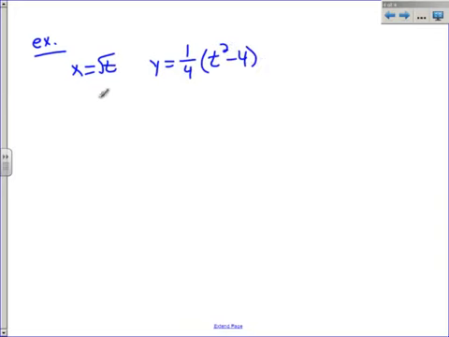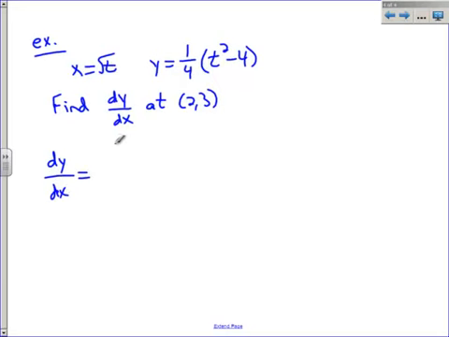Let's do x equals the square root of t and y equals 1/4 t squared minus 4. And we want to find dy/dx at the ordered pair (2, 3). So what we're going to do first of all is find our dy/dx. So dy/dx is dy/dt over dx/dt.